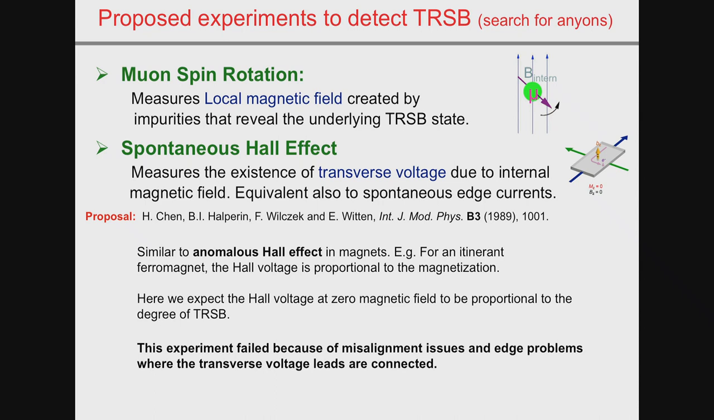Another experiment that was proposed was a spontaneous Hall effect. Just like the anomalous Hall effect in a magnetic material, that is Hall effect without the application of a magnetic field. Remember, Hall effect is a hallmark of time reversal symmetry breaking. So an anomalous Hall effect or spontaneous Hall effect means that time reversal symmetry is broken, just like in a magnetic material. Such experiments failed in a big way because of misalignment.